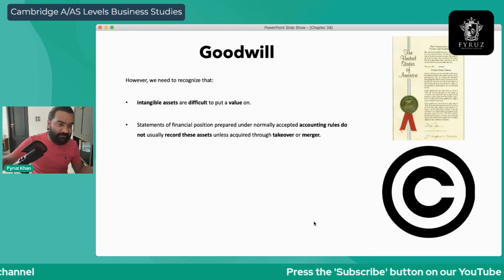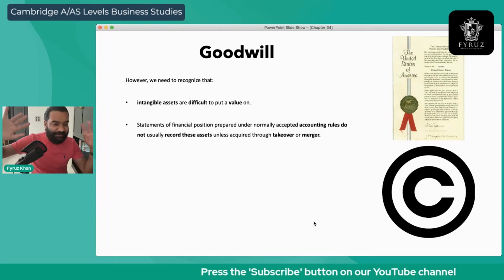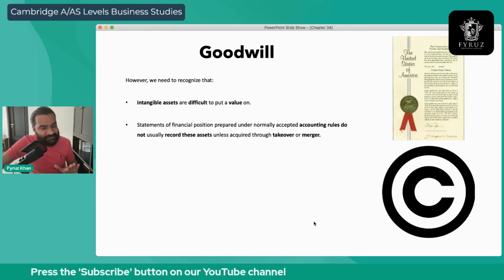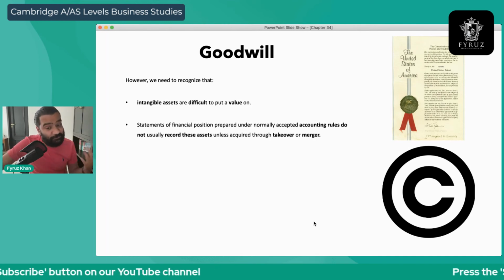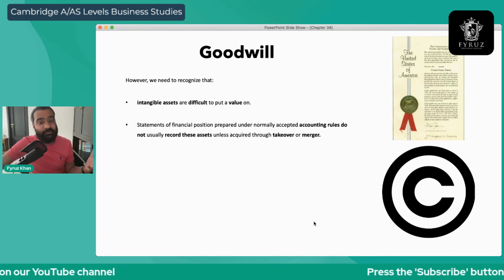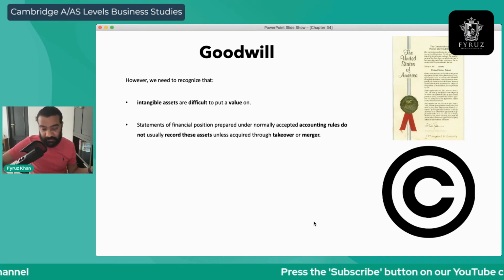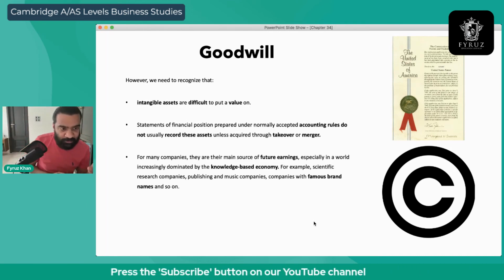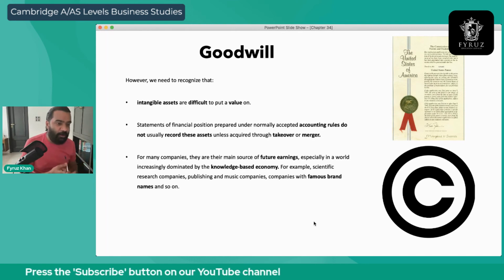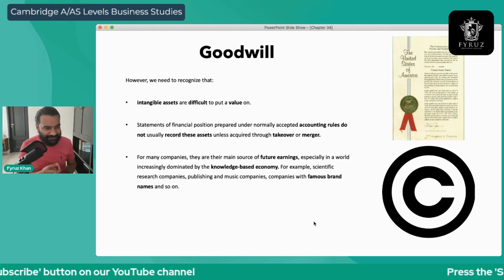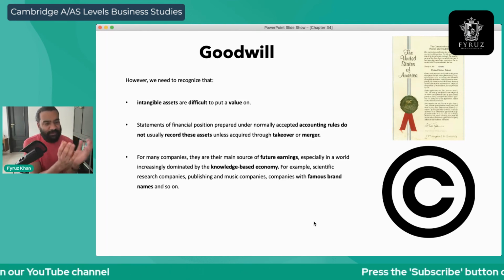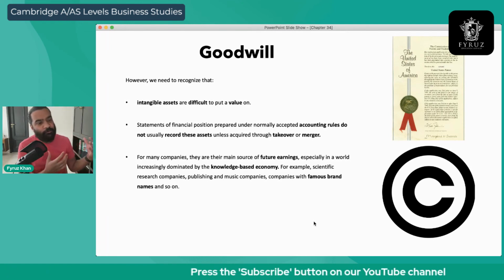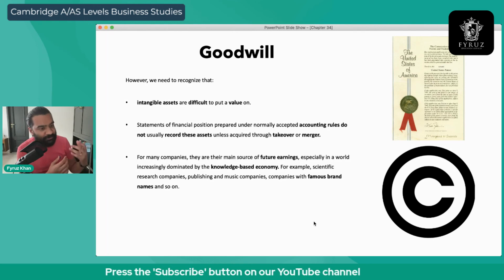So you do not put your goodwill in your statement of financial position unless it's a takeover, unless someone is buying it or merging it, or going through a merger. So that's that. But having said that, trademark or copyright or patent, these are all considered as knowledge-based economy, and we are moving to a knowledge-based economy.